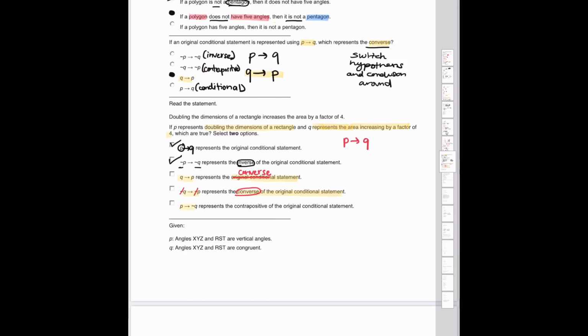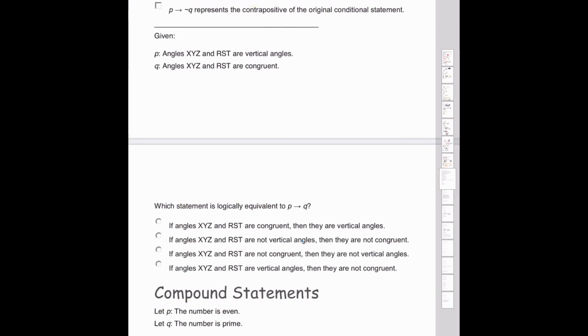If P, then not Q represents the contrapositive of the conditional statement. Well, if we know that this is our conditional statement, we know that in order to find the contrapositive, you have to switch the hypothesis and conclusion around and then negate them. So in order for it to be a contrapositive, it would have to follow these symbols, as you can see here. Let's look at the next question.